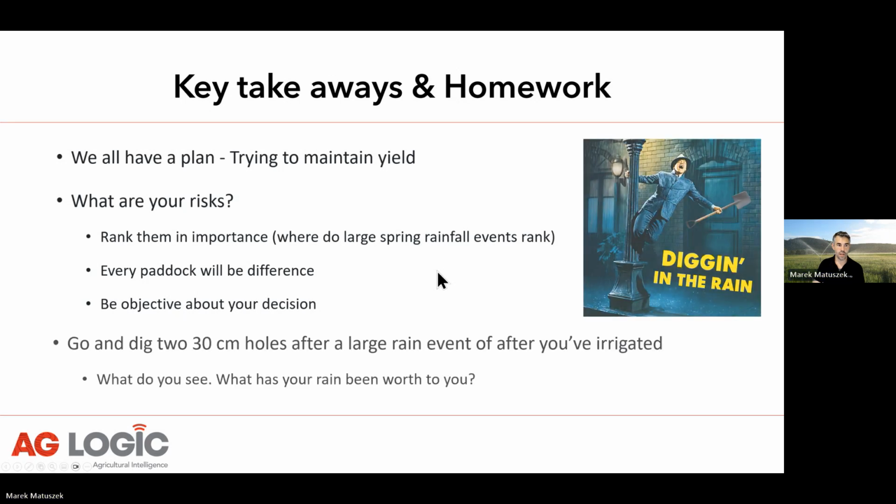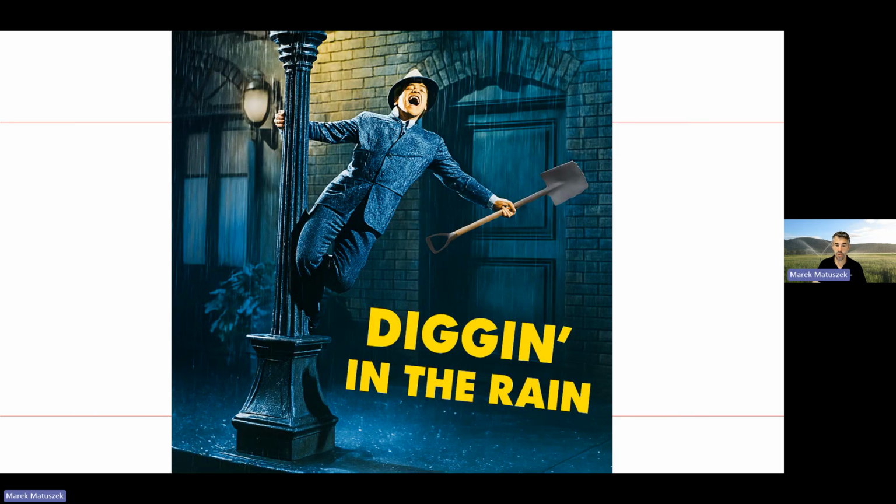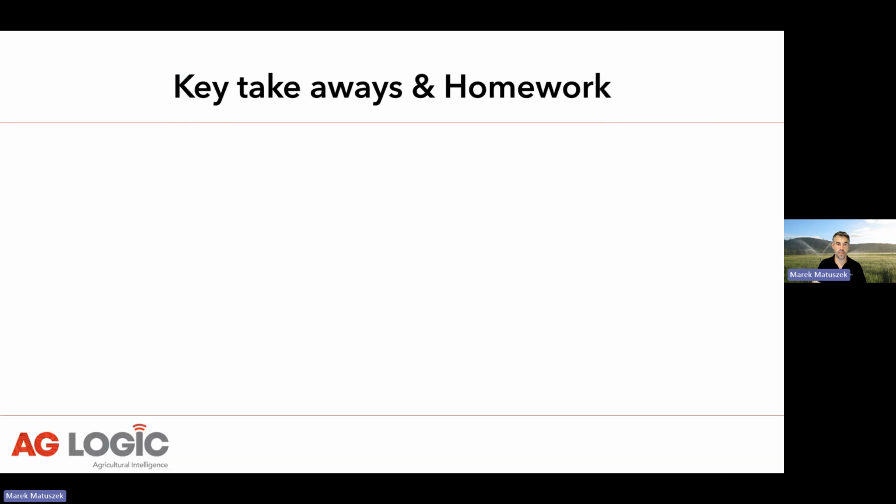And so, back to Singing in the Rain, the movie that I've seen too many times, the twist we want to put on it is Digging in the Rain. All right, I love ChatGPT. I'm like an old man, like my dad who discovered YouTube. You can't get him off it. So Digging in the Rain is for you, and that's the homework.